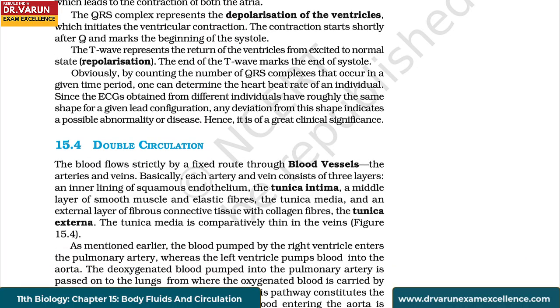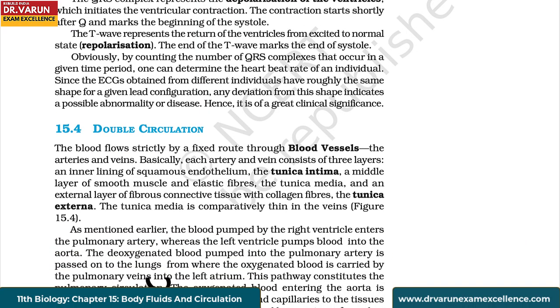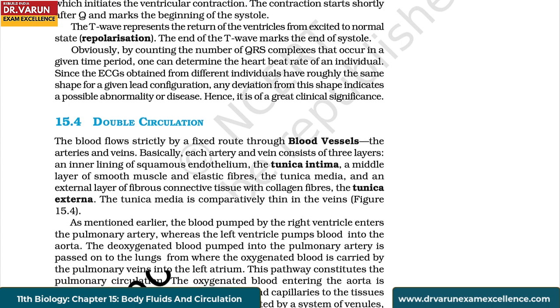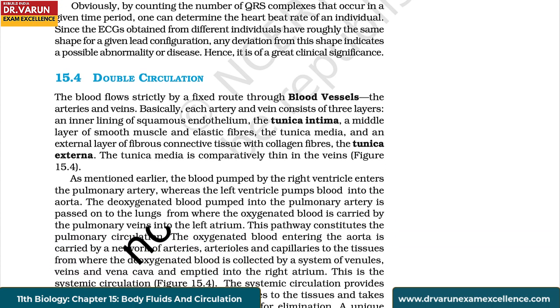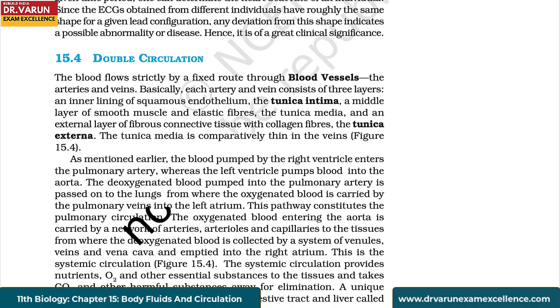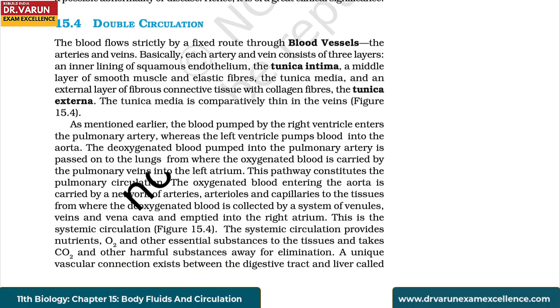Double circulation. The blood flows strictly by a fixed route through blood vessels, the arteries and veins. Basically, each artery and vein consists of three layers: an inner lining of squamous endothelium, the tunica intima, a middle layer of smooth muscle and elastic fibers, the tunica media, and an external layer of fibrous connective tissue with collagen fibers, the tunica externa. The tunica media is comparatively thin in the veins.